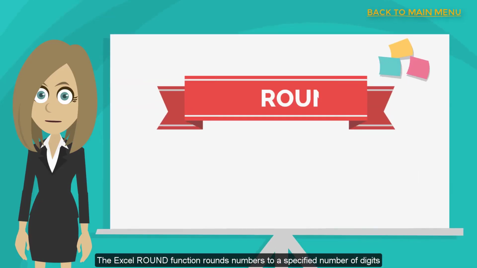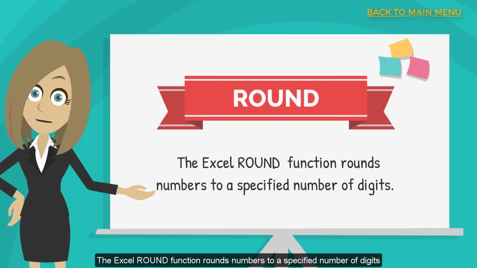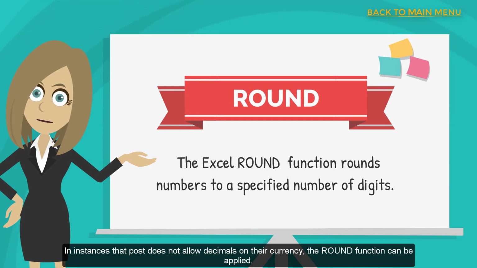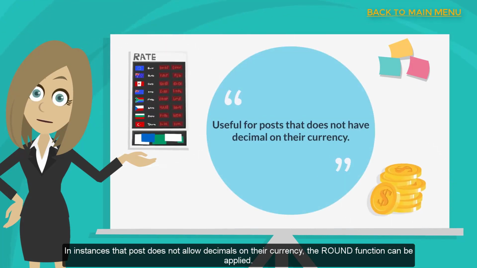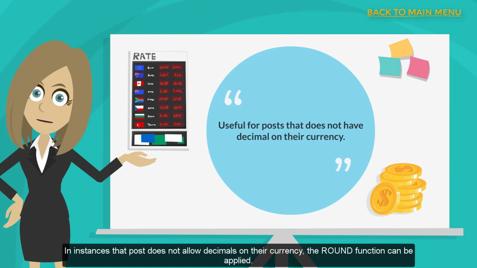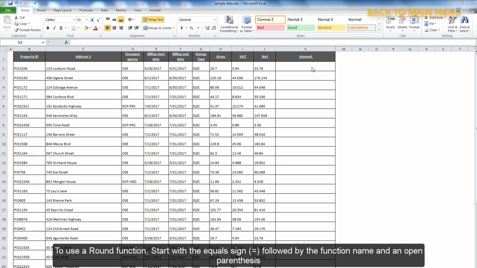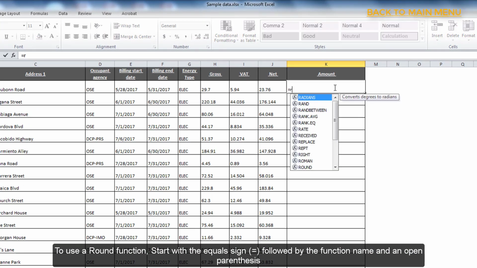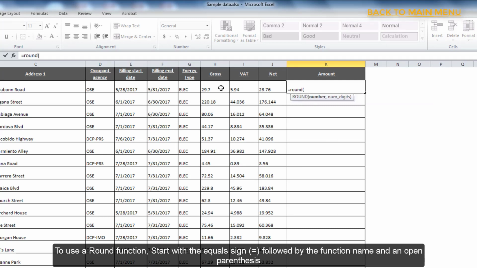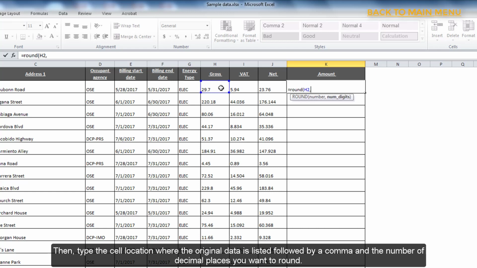Round. The Excel round function rounds numbers to a specified number of digits. In instances that POS does not allow decimal to convert currency, the round function can be applied. To use a round function, start with the equal sign, followed by the function name and an open parenthesis. Then, type the cell location where the original data is listed, followed by a comma, and the number of decimal places you want to round.